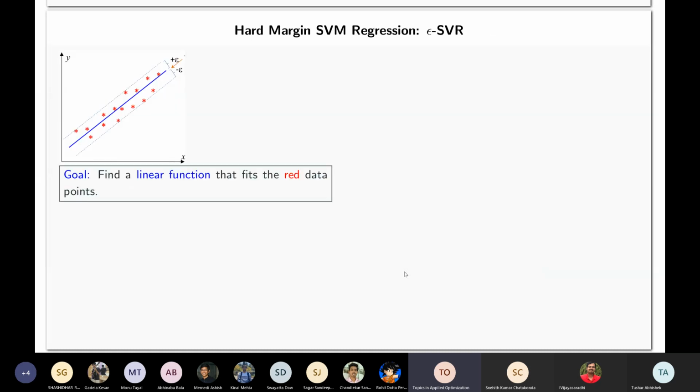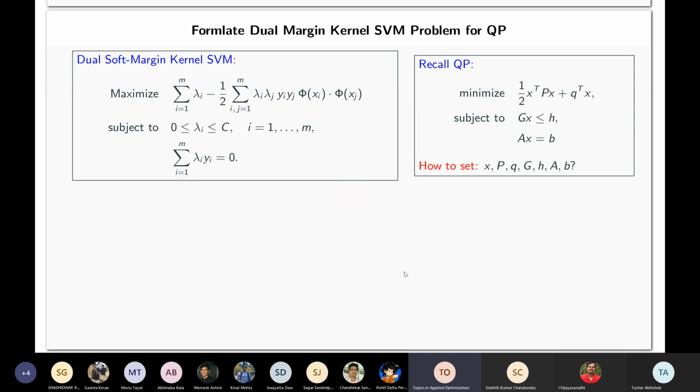We can also do regression, but let me skip this. Remember the dual soft margin SVM with kernel also. How does it look? It looks like this, and this is the dual form of that. So this is the dual derivation of the soft margin with kernel. That's how the form looks.